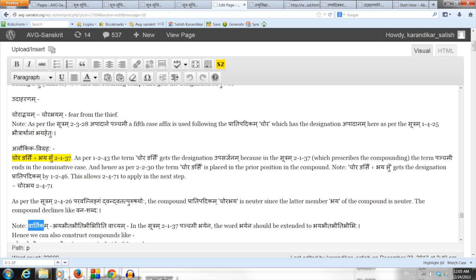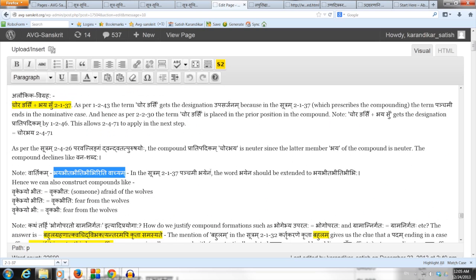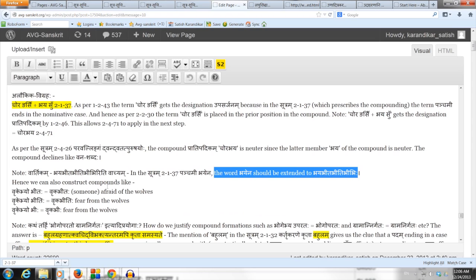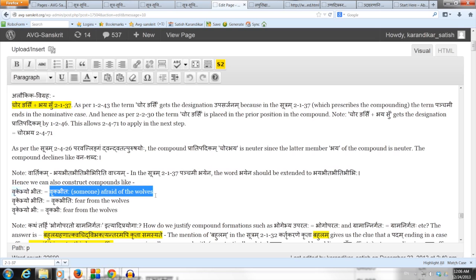Note here says that there is a vartikam under this sutram which reads bhaya bhita bhiti bhibhiriti vachyam. This vartikam says that the sutram should be extended to include some other words besides bhaya. So the vartikam is saying that in the Sutram 2.1.37 panchami bhayena, the word bhayena should be extended to bhaya bhita bhiti bhi. Hence we can also construct compounds like vrikebhyo bhitaha, vrikabhitaha, someone afraid of the wolves.